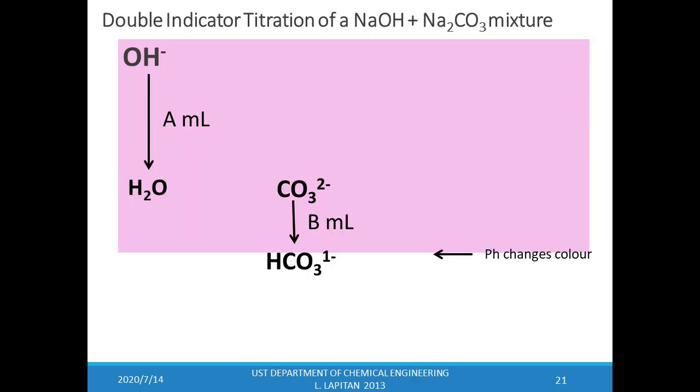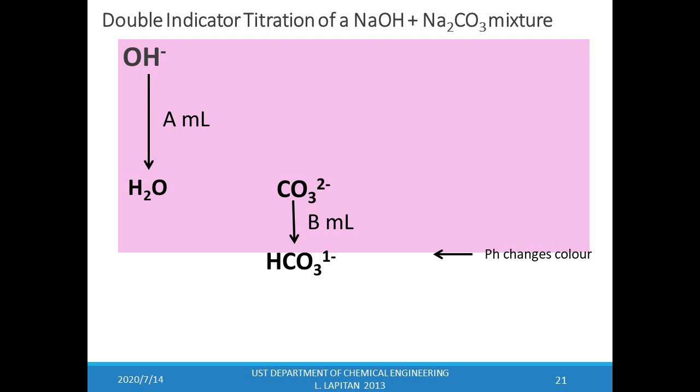I will now discuss what happens if we titrate a mixture of sodium carbonate and sodium hydroxide with a standard HCl titrant. Before we add hydrochloric acid titrant, the addition of the phenolphthalein indicator to a solution containing these compounds will give a pink-colored solution. Then, we titrate the solution with HCl.